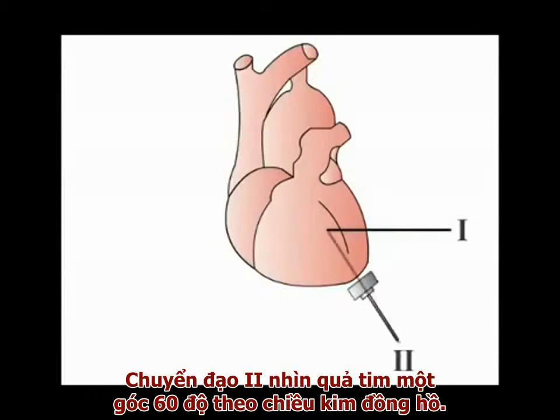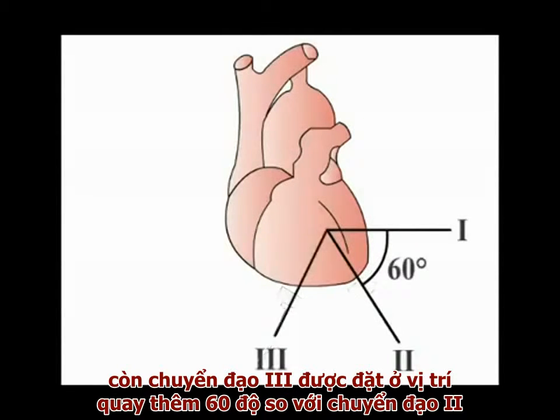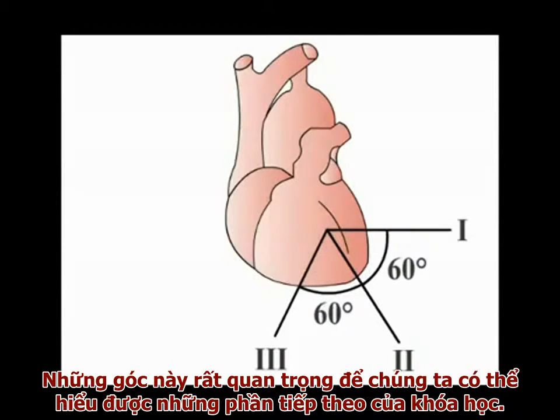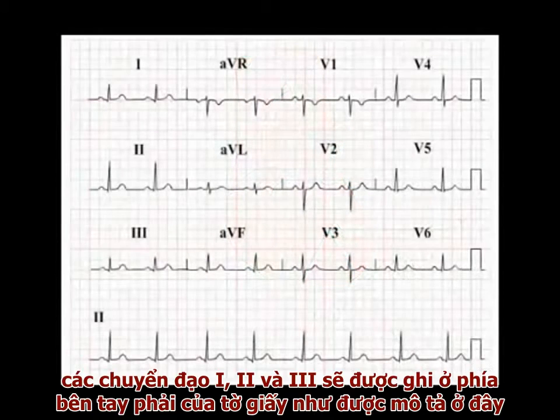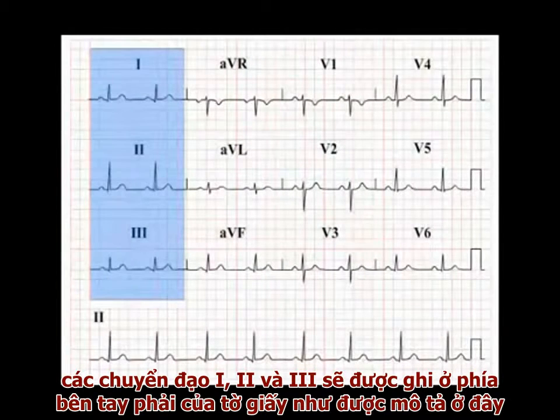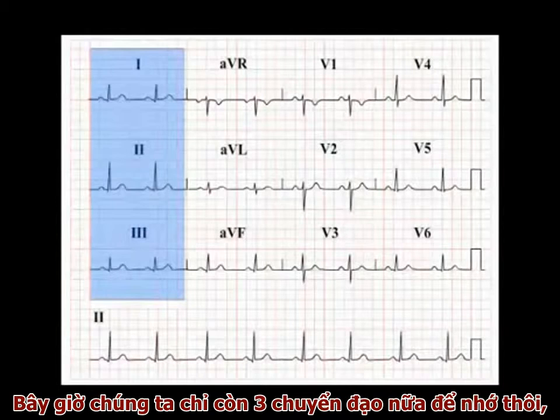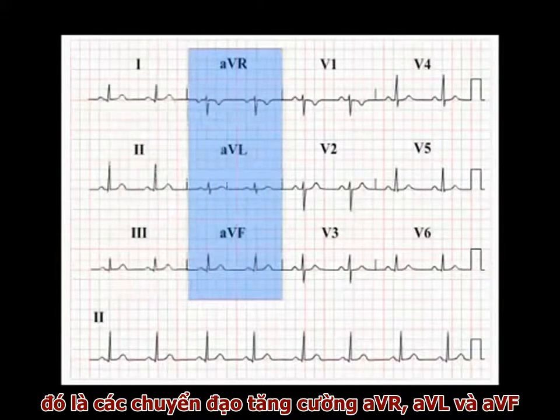Lead 2 looks at the heart at an angle 60 degrees further clockwise, while lead 3 is positioned a further 60 degrees clockwise from lead 2. These angles will become important in the next section of this course. The readout from the standard leads, leads 1, 2 and 3, are recorded down the right hand side of the ECG paper as shown here. We are now left with 3 further vertical leads to remember: the augmented leads, AVR, AVL and AVF.